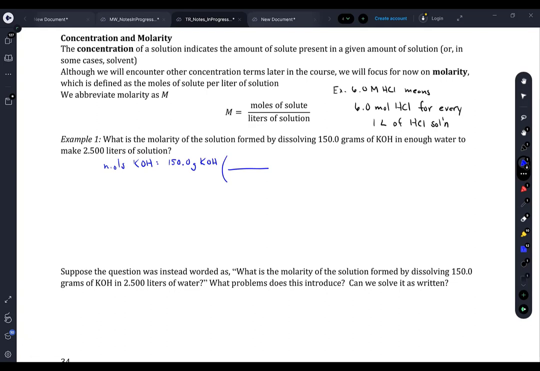Potassium, 39.1, I think. Yeah, 39.1. Plus 16 for oxygen, plus 1.008 for hydrogen. So this is 56.11 grams per mole. Is that what you guys got? Good.